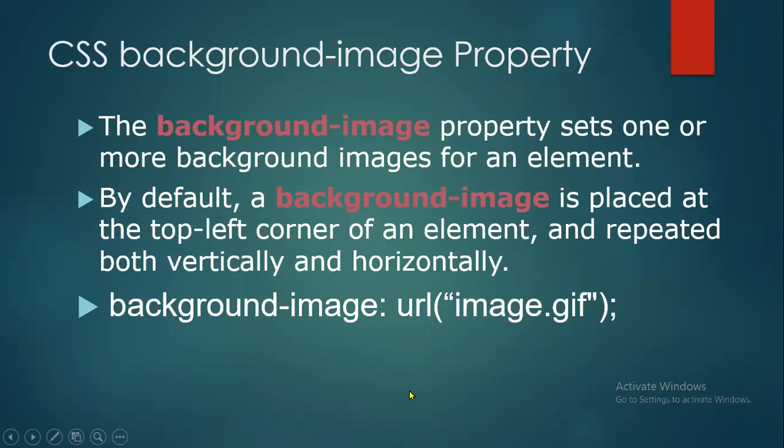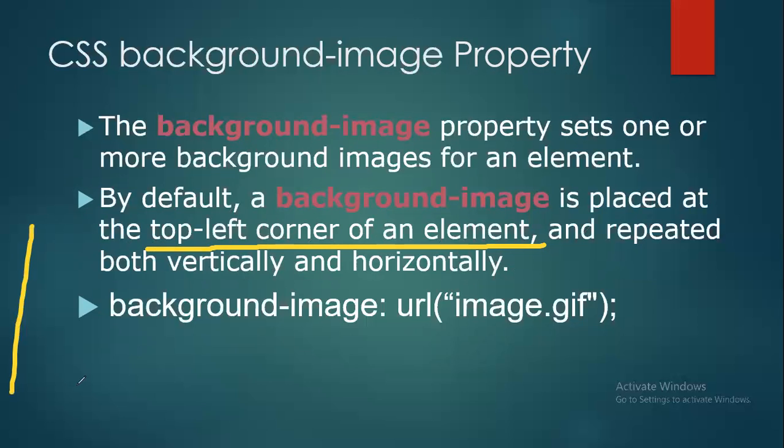Now the second property we have is the CSS background image property. This property sets one or more background images for the element. By default, a background image is placed at the top left corner of the element and repeated both vertically and horizontally. Your image will be repeated both vertically and horizontally.